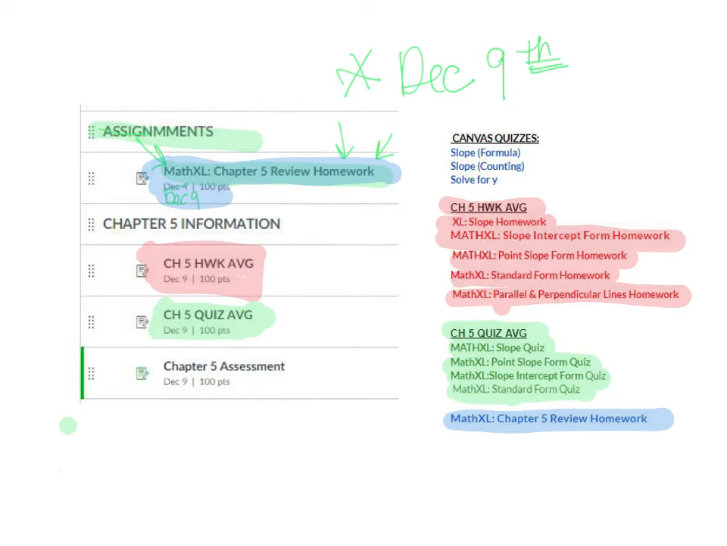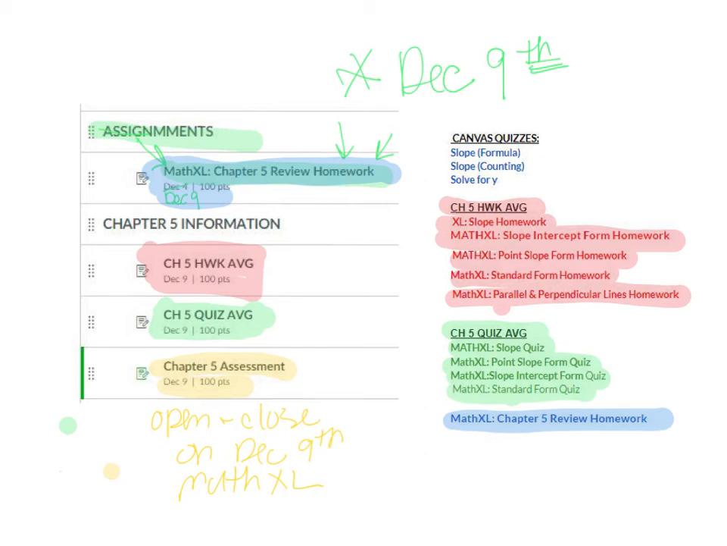The other Chapter 5 thing that we have is obviously the Chapter 5 assessment. You cannot do that yet. That will open and close on December 9th. It will be on Math Excel. There will be a new module on that day, but I want to put it out there to make sure that you know that that's coming.